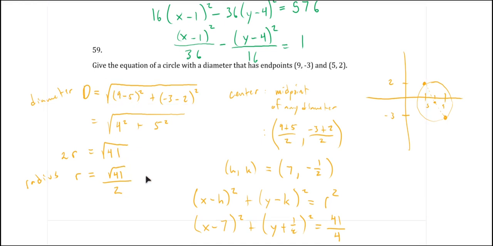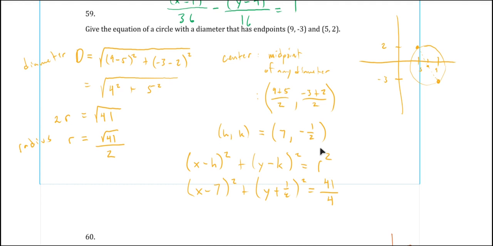And what we find is that the distance here, which we can find using the distance formula, so 9 minus 5, that's 4 squared, 16, and then 3 minus negative 2, that's another 5, so we get 25, and 16 plus 25 is 41. The diameter has length square root of 41, and the radius will be half that.